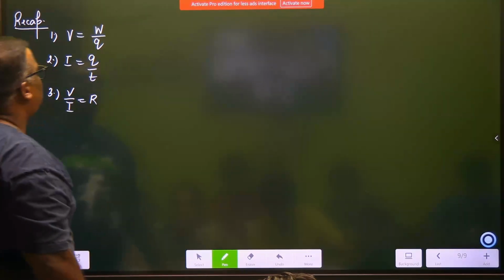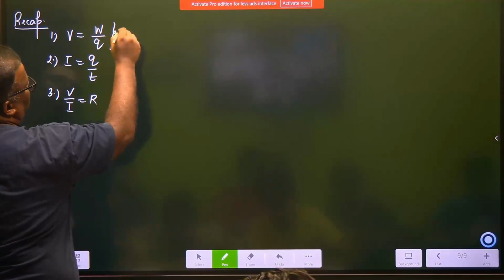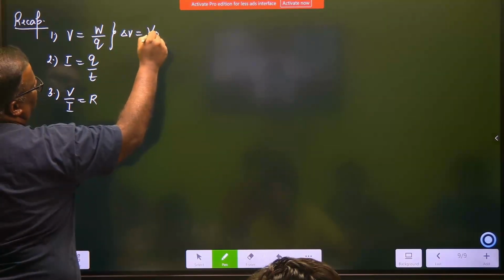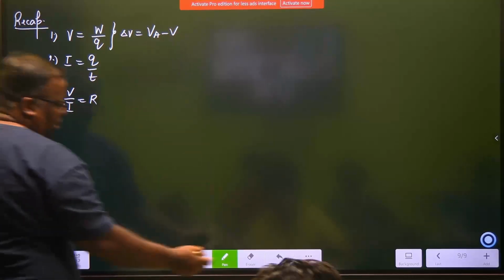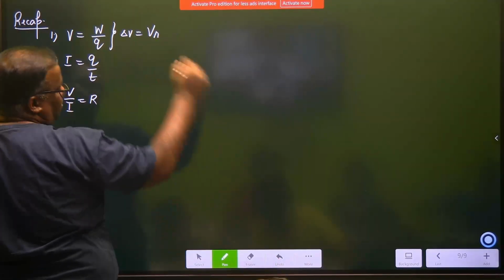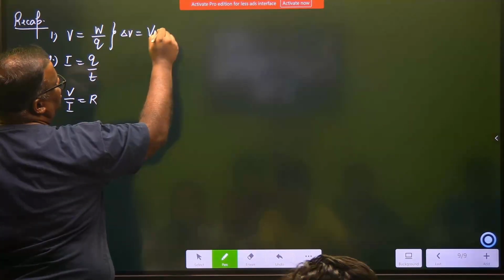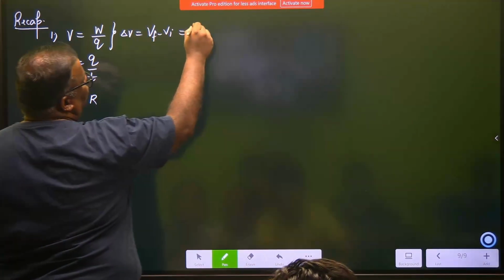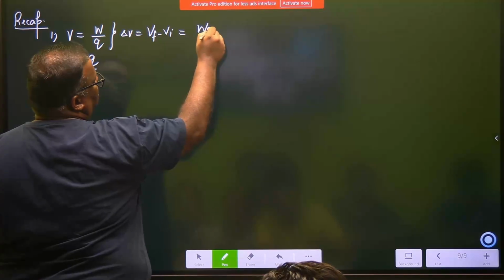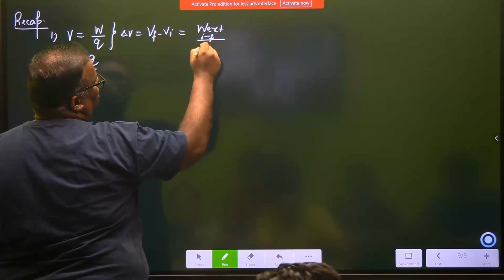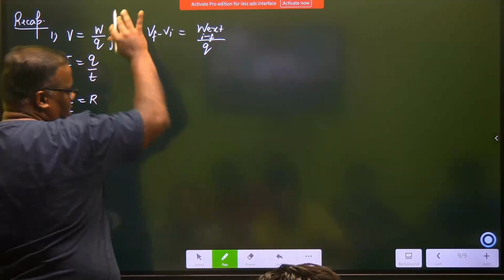Also, in this section, we can say potential difference delta V is always final potential minus initial potential, rather than writing this as VA VB. It is the work done by an external agency in moving a charge from initial to final position divided by Q. So this also we should know.